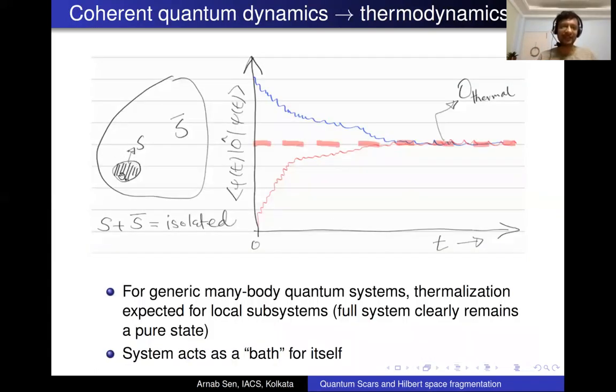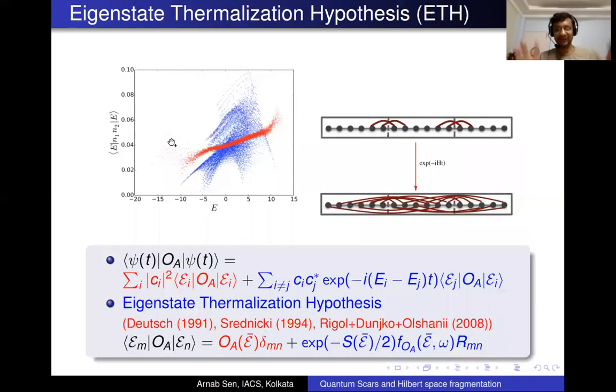Basically, the rest of the system just provides an entanglement bath for this patch of the system, for the degrees of freedom here to keep getting entangled to the degrees of freedom living outside this patch. Okay, and that's the picture. So this is the rough, physical way in which you may want to think of thermalization under purely unitary dynamics.